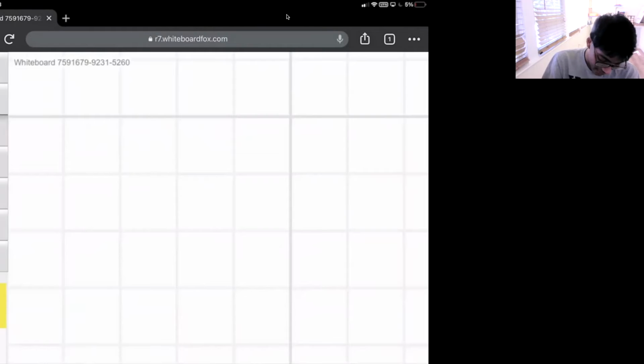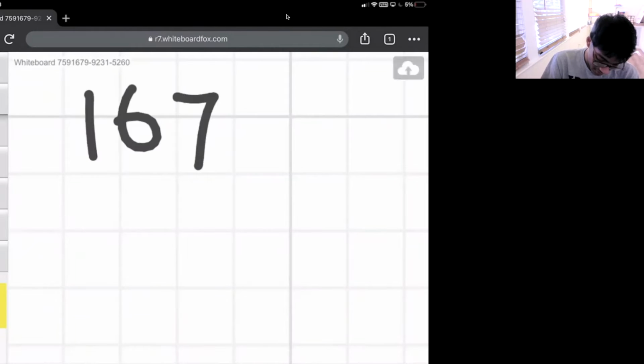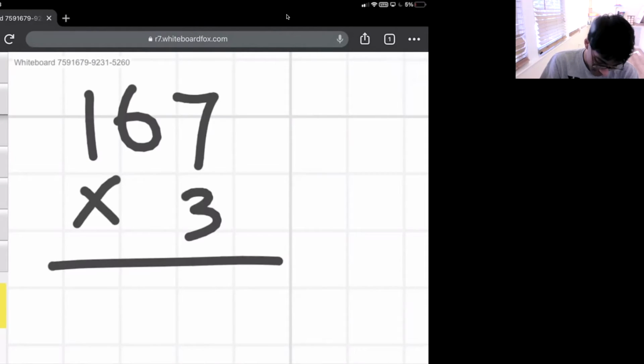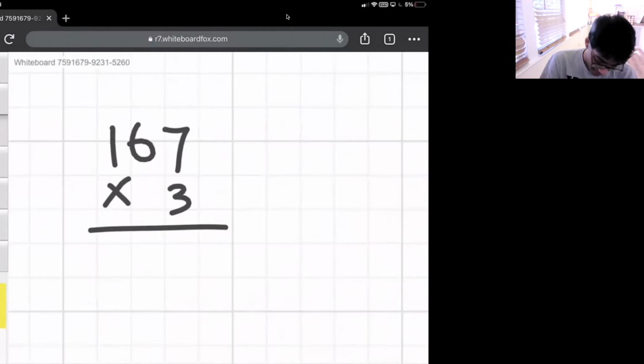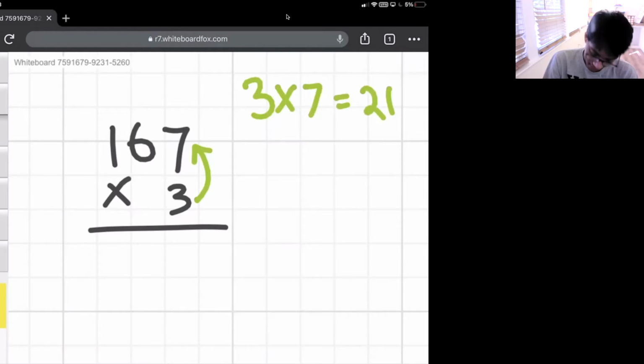Okay, one example again, 5 million more left to go. Let's say I have 167 multiplied by 3. Now let's do it. Let's see. So first things first, I'm going to do 3 times 7. 3 times 7. That's going to give me 21.